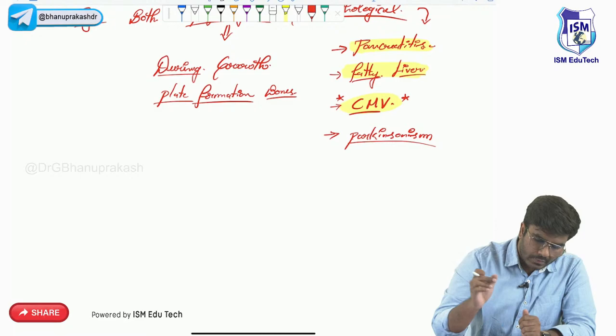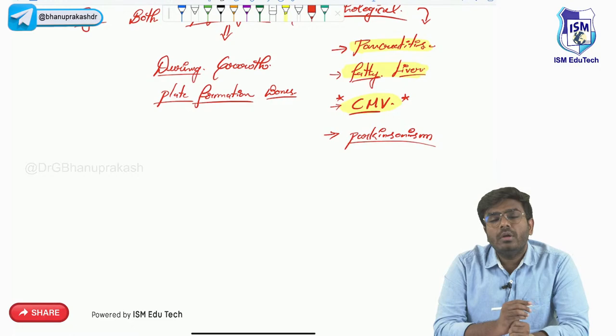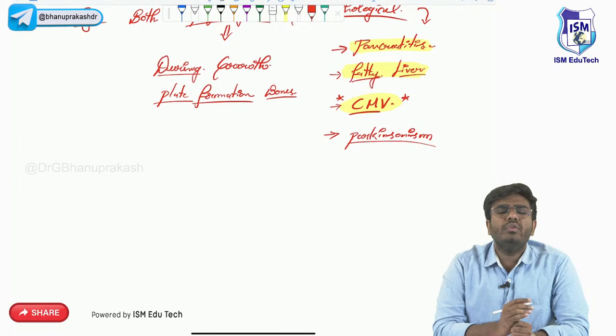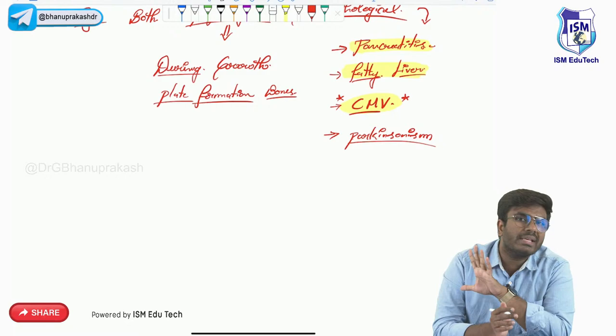Is it clear, guys? Now, you can ask me, sir, why we are actually calling it necroptosis? Why don't we simply call it apoptosis? It's because of two things. Here the caspases are not involved, so this is not exactly apoptosis. But it is programmed. But why are we calling it necroptosis?